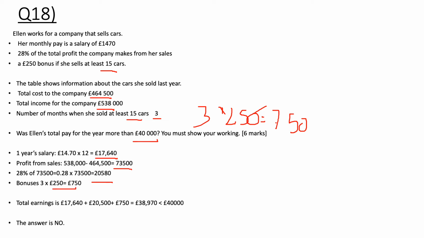So total earnings was this plus this plus this. So this part doesn't actually count because that is the profit made, but we are just talking about her pay. So the profit doesn't actually count as part of her pay. 17,000 plus that, I get 38,970, which is less than 40,000. Therefore, she's incorrect.